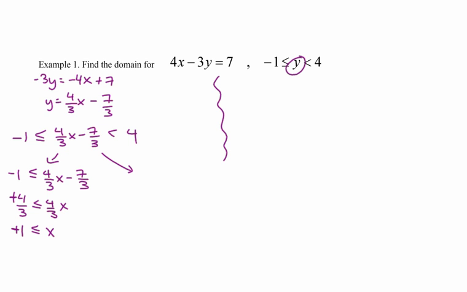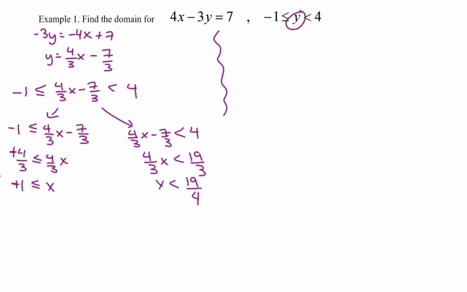Okay, so then we bring up the next one. So 4/3 x minus 7/3 has to be less than 4. So add 7/3. 12/3 plus 7/3 is 19/3, right? We can basically get rid of the 3's and then divide by 4. So x is greater than 1 and less than 19/4. So from positive 1 to 19/4. That would be our domain for x.